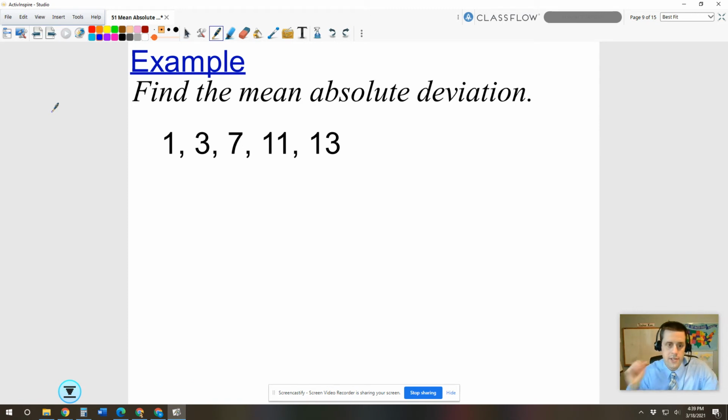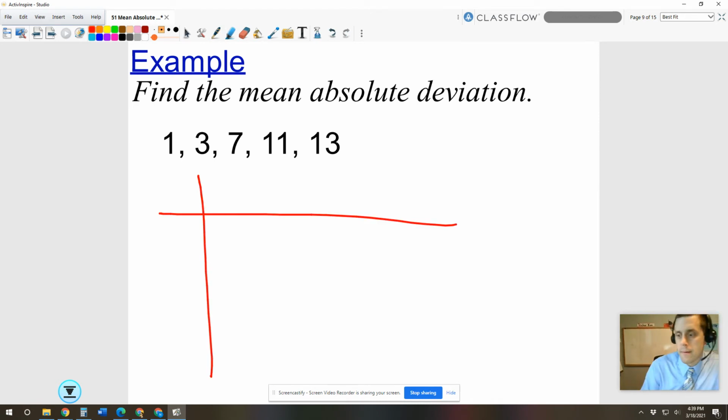All right, let's try another example. This time our data set is 1, 3, 7, 11, and 13. Grab a sheet of paper and build a table with me. My first column, I'm going to list all my data points. 1, 3, 7, 11, and 13.